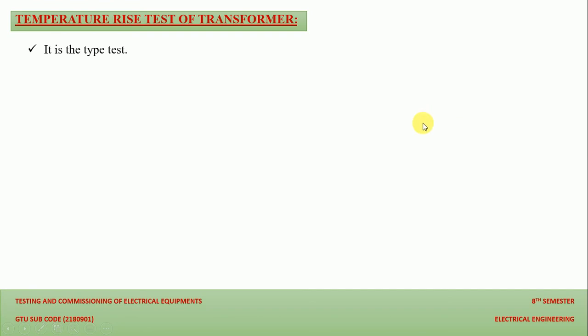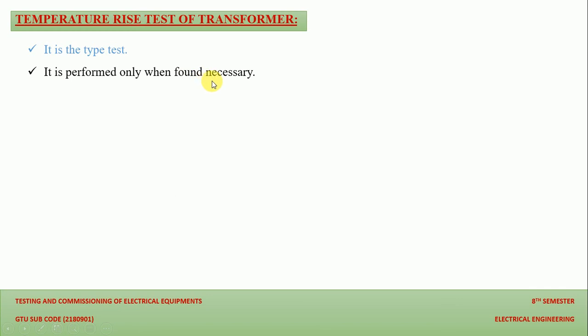So yes, it is a type test. We have different tests: type test, routine test, and schedule test. That's why it is called a type test, which we perform to check the level of the insulation and to check the life of the transformer. So it is performed only when it is found necessary. How can you judge that it is necessary?